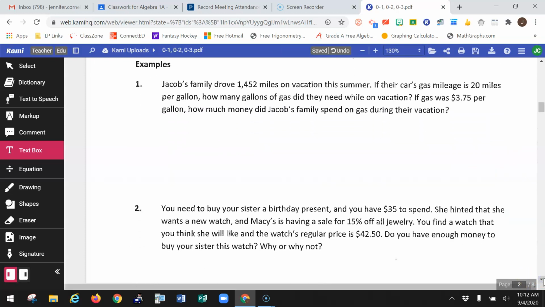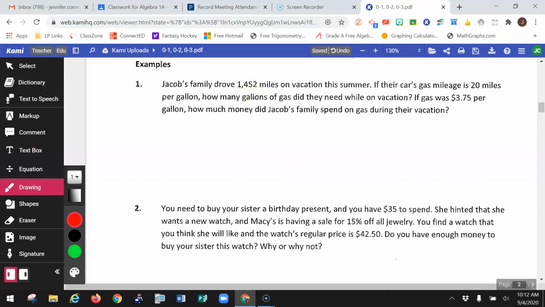So some examples here. We have Jacob's family drove 1,452 miles on vacation. That's something that I'm going to want to underline because that's important information. If the car's gas mileage is 20 miles per gallon, I'm going to multiply something. How many gallons of gas did they need? And then we also want to know if gas was $3.75 per gallon, how much money did Jacob's family spend on gas during their vacation? So the first thing you want to find out is the number of gallons they're going to need. So find number of gallons.